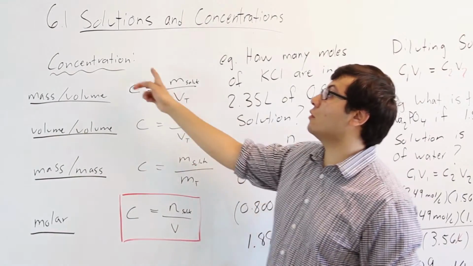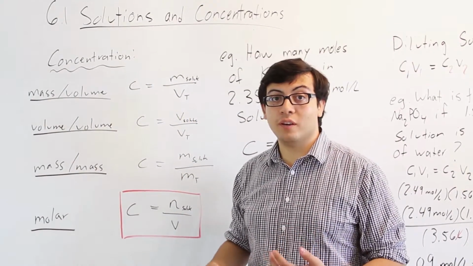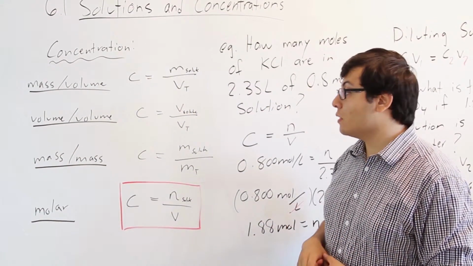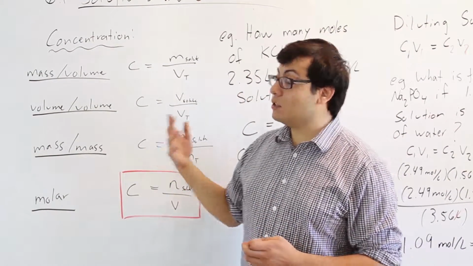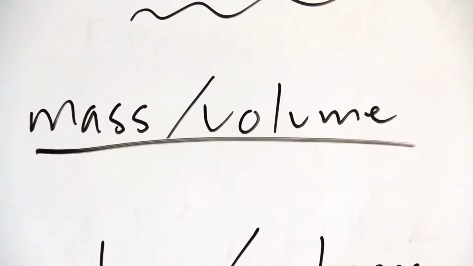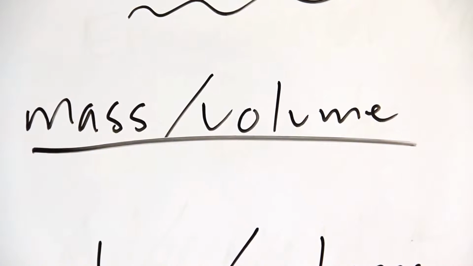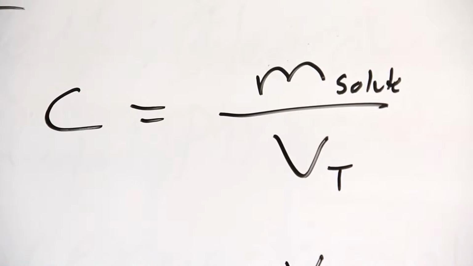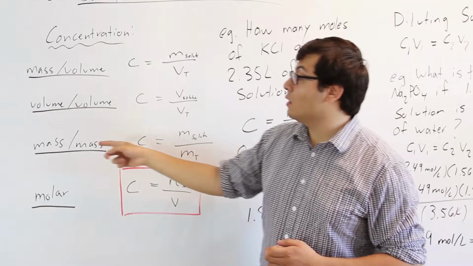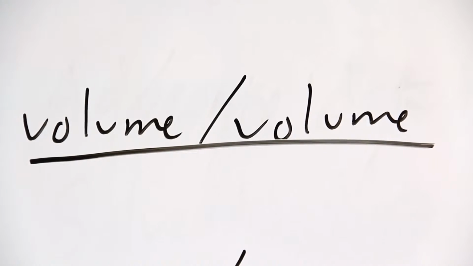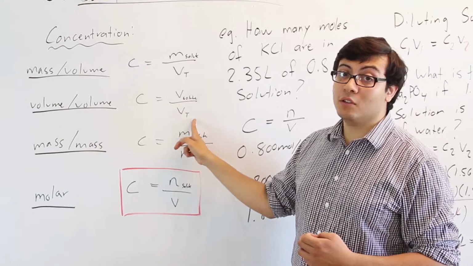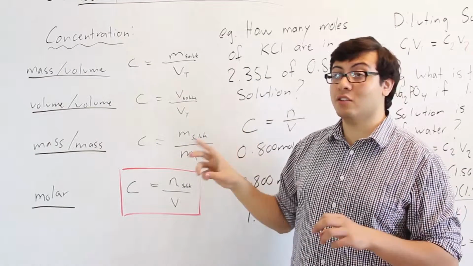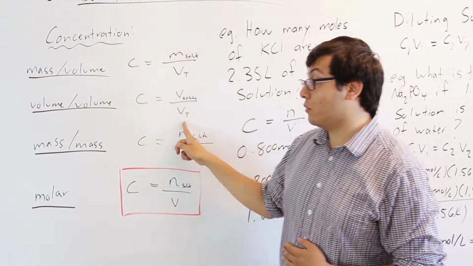So now let's move on to concentration. Concentration is just a way of saying how much solute is in the solution. There are a few different ways, I haven't listed them all here, but these are some of them, of determining concentration. The first is mass over volume. So the concentration is just the mass of the solute over the total volume. The next is volume over volume, which is just the volume of the solute over the total volume. In this case, it's important to add the volume of the solute and the solvent to get your total volume.